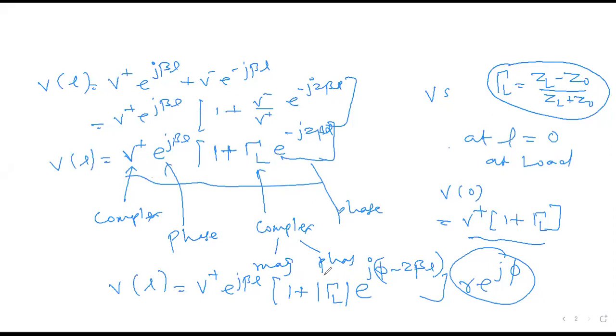Now can someone tell me when this quantity will be maximum and when it will be minimum? See, what decides when a quantity is maximum or minimum? It is the phase, right? It is the phase which decides, because as we travel along the line, the phase changes. So if the phase is changing, the magnitude of the quantity also varies. So if you see, we have e raised to j phi minus 2 beta L.